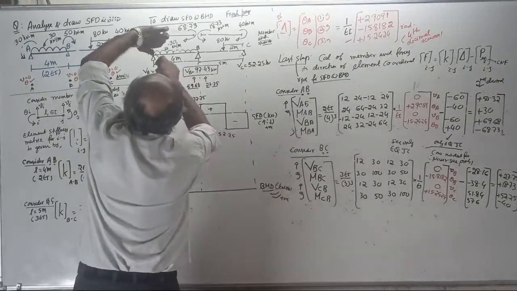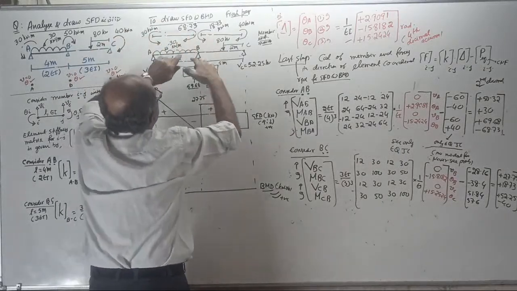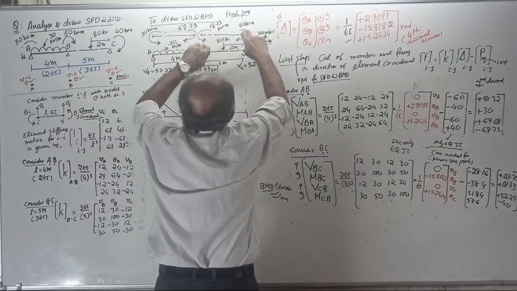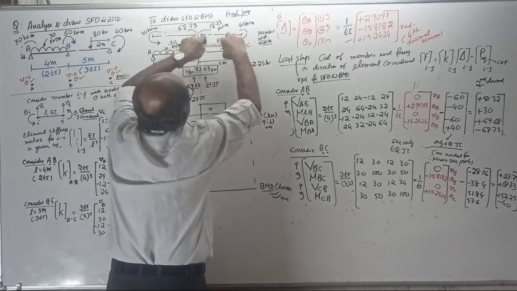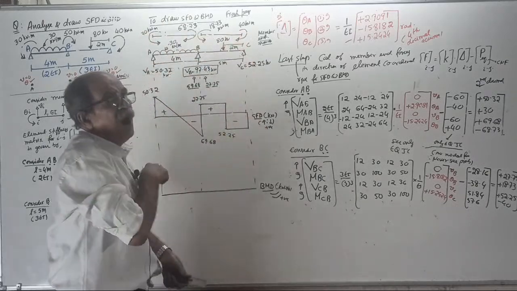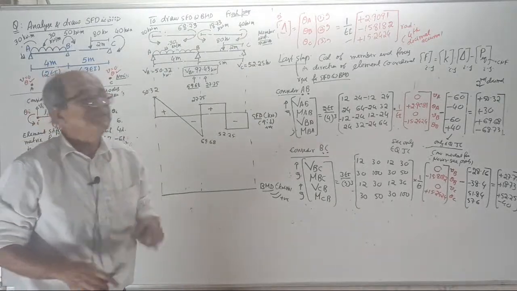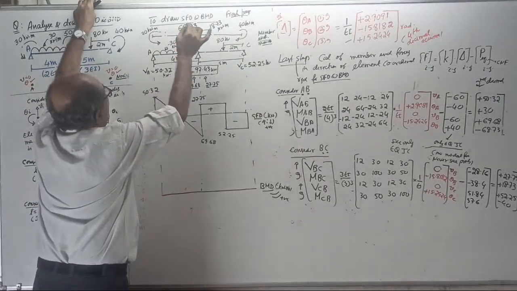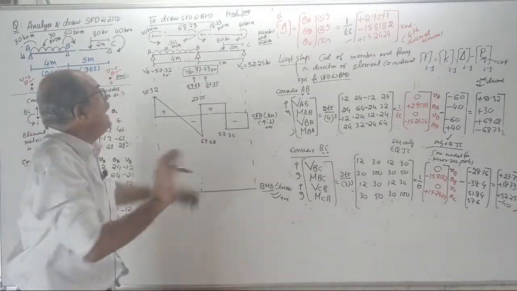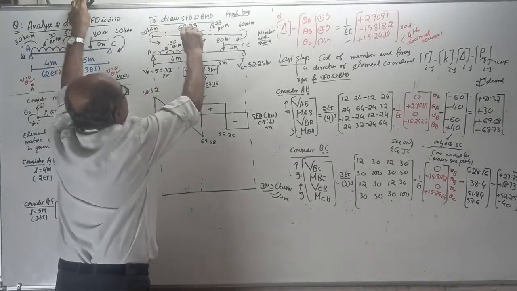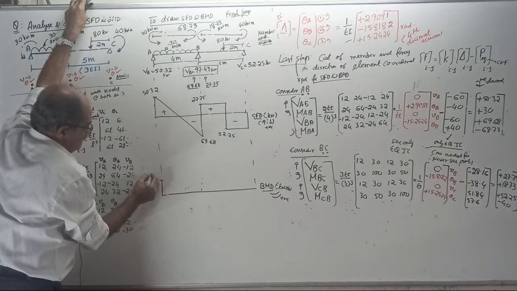This 30 will hog. 68 also will hog. 18 will hog. 40 will hog. Both these will hog. Or there is a crude method, a secret. Plot the end moment values on the tail side, provided you enter the moment in the closing bracket only. Tail upper side, 30.